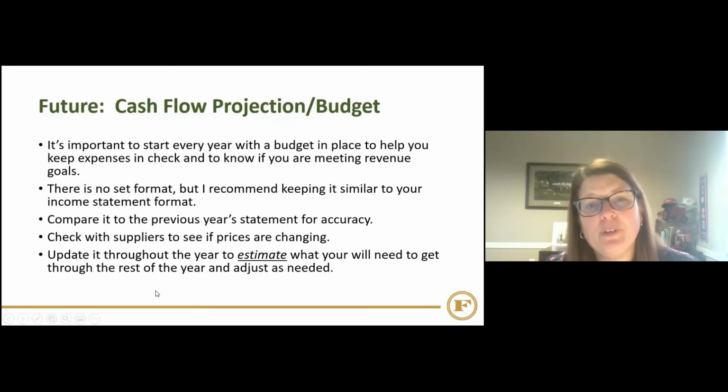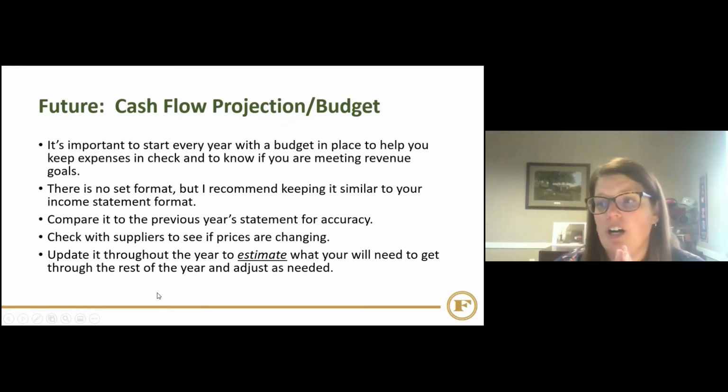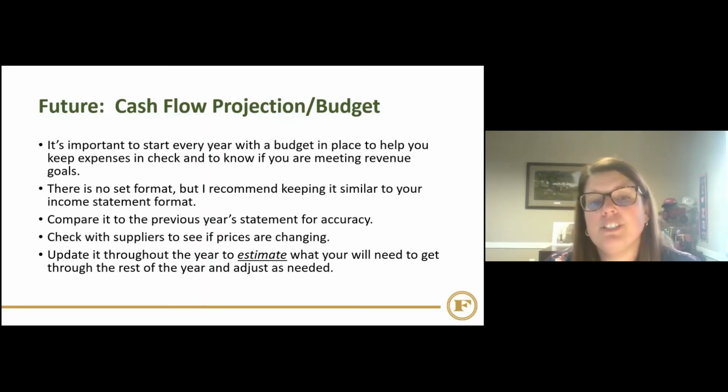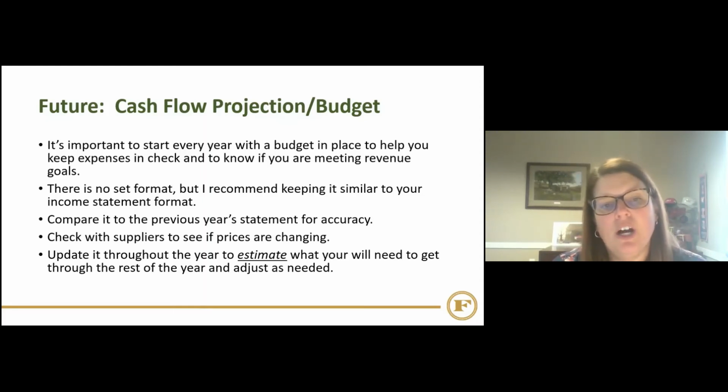And then I would also be prepared to update your cash flow projection throughout the year to estimate what you will need to get through the rest of the year and adjust as needed. If you notice, I put estimate in there because until something's already done, it's just an estimate, okay? From your original cash flow projection, you know what you have budgeted for the year. And by updating it throughout the year, you are entering the amounts you have already spent or earned in the beginning of your fiscal year, then using that information to estimate what you have left to spend and earn yet.